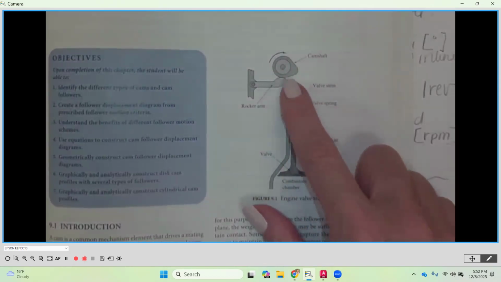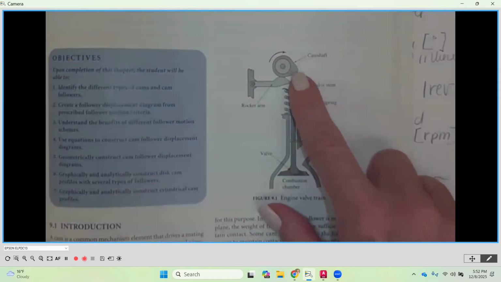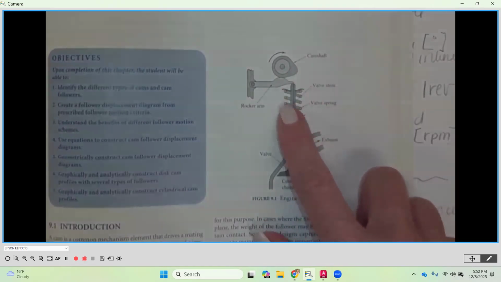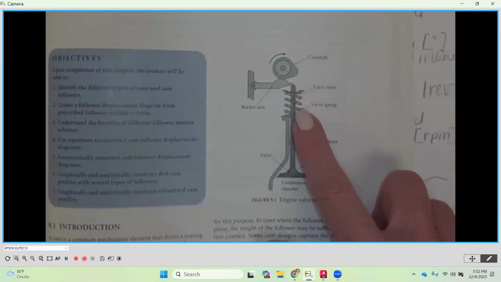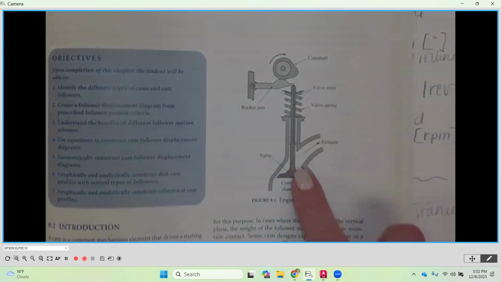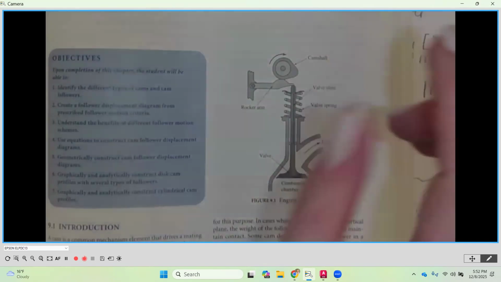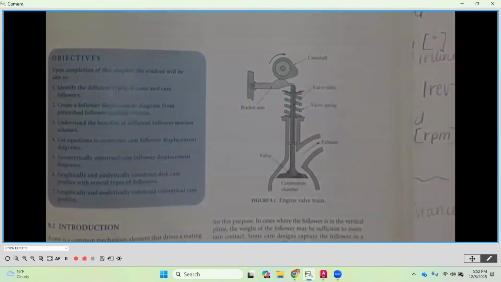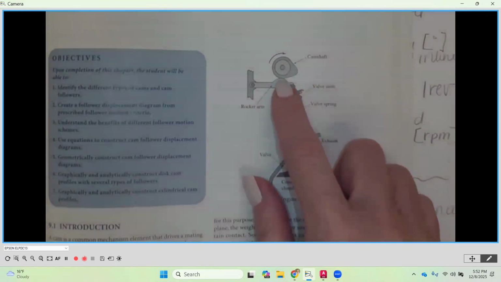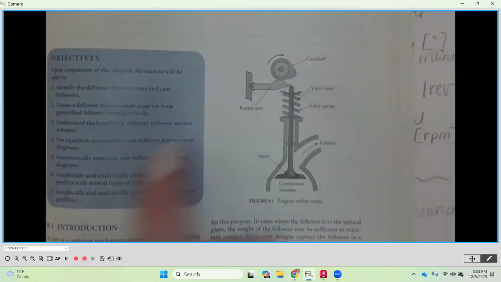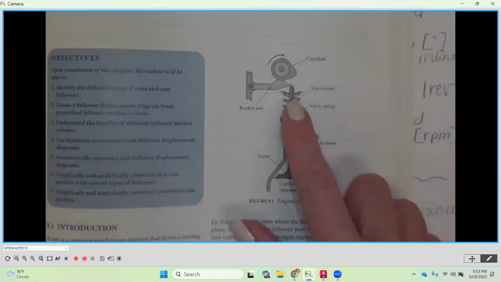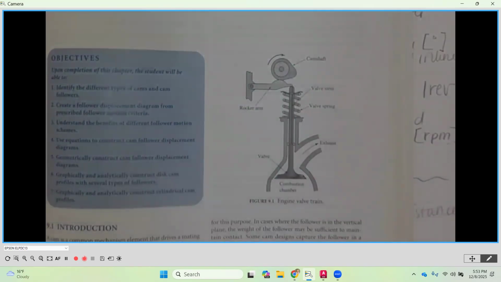So as it follows that profile, you can see when that lobe rotates, it is going to push that rocker arm down, okay? Which then imparts a downward motion on the valve stem, which is then going to push open the combustion chamber, if you would, okay? Then as it continues to rotate or goes past that lobe, it's going to go back up as it follows that profile of that cam, and then that valve stem is going to move along up with it.